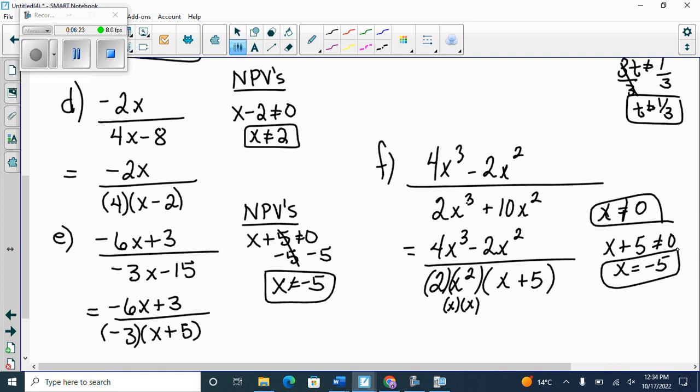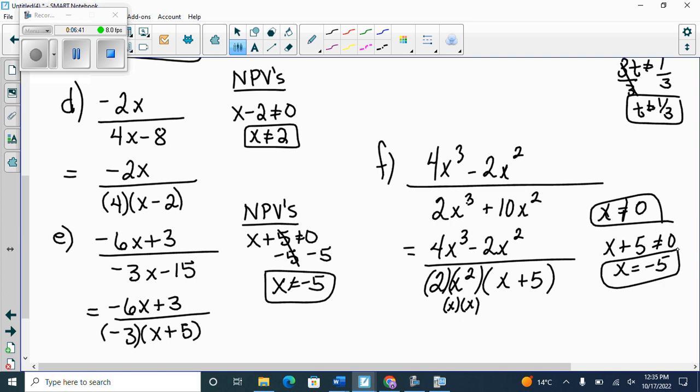Now I'm going to have you look at number 2. Number 2 says identify any equivalent rational expression. Equivalent means I do the same to the top and the bottom, correct? So I can multiply the top by x, but then I have to multiply the bottom by x. Or I could divide the top by 2 and I have to divide the bottom by 2, correct?